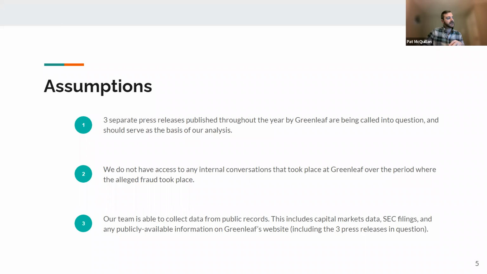And then lastly, our team, as I mentioned before, we're also able to get information from public records, right? So stock market data, i.e. capital markets data, any tax filings that the company made, and just any information on their website. We can look at the press releases, we can investigate whatever we need to that's publicly available. So that being said, before I jump into anything, are there any questions about the assignment or any questions about what we're trying to solve for?